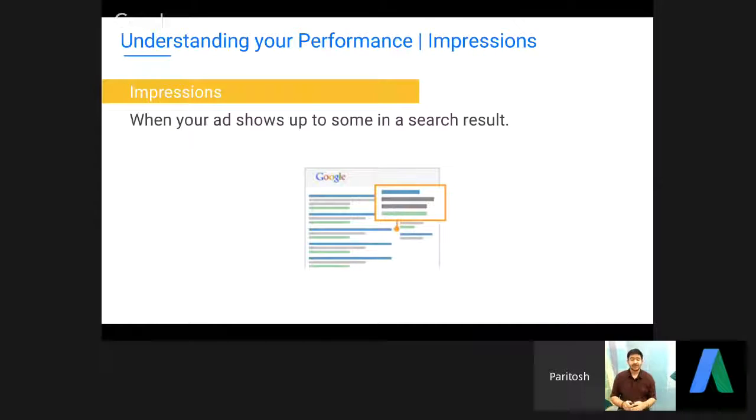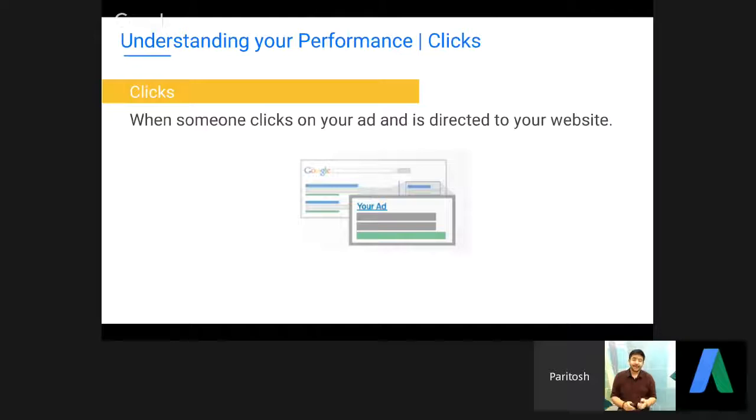Now, what are impressions? Anytime your ad is seen on Google, it's basically referred to as an impression. Compare that to clicks. So anytime a person has seen your ad in Google AdWords or on Google search partner sites and has clicked on the ad, that is counted as a click. Now, one very important metric which our advertisers always look at is the click-through rate.